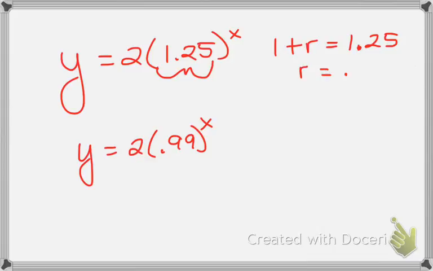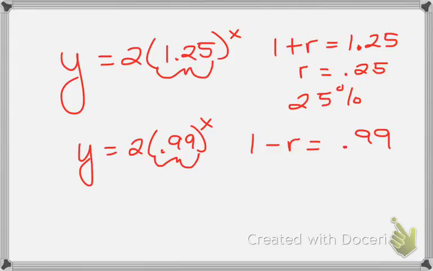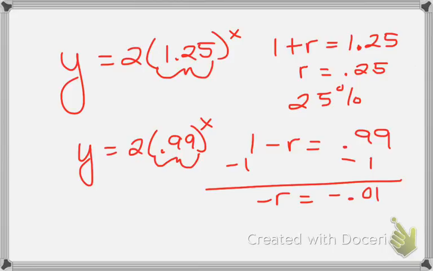Subtract it, so it would be 0.25. So as a percentage, the rate of increase would be 25%, right? How would I solve for r in this second one? It's minus 1. 1 minus r is equal to 0.99. So how do you solve that equation for r? Subtract 1. So negative r is equal to negative 0.01, which would become positive 0.01. So r would be 1%.